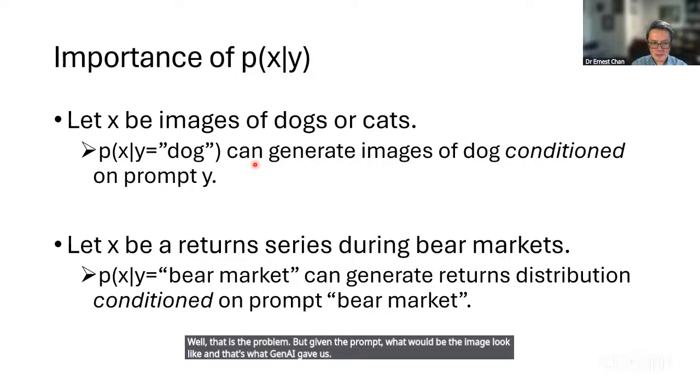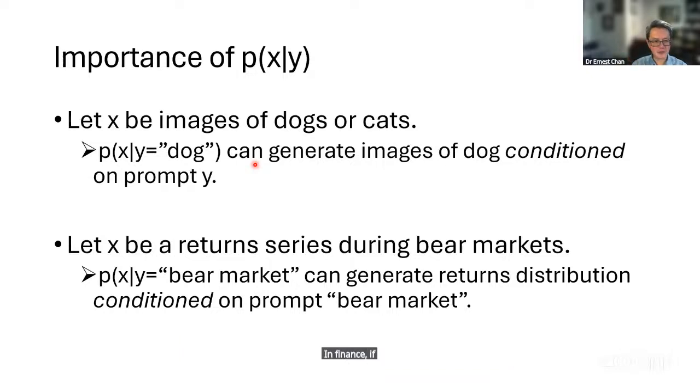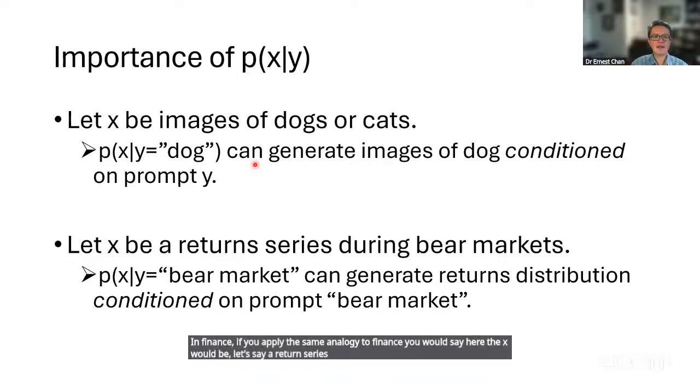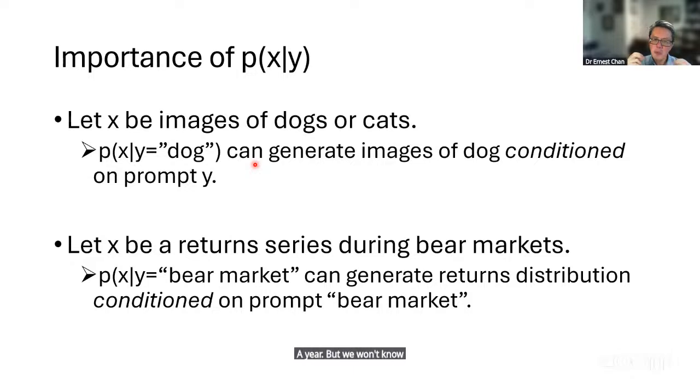In finance, if you apply the same analogy, the X would be, let's say, a return series. If you don't have any condition, the return series for the US index is always going positive, maybe an average excess return of, let's say, 7% a year. But we want to know what is the distribution of X when we are in a bear market. That's the conditional. That's the prompt.